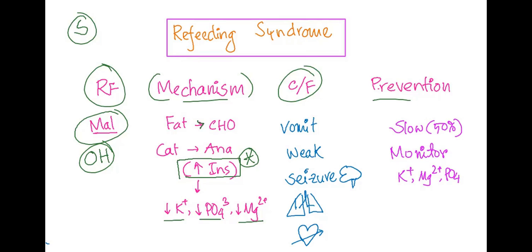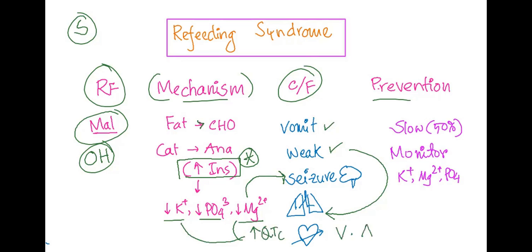How does it present? First of all, the classic features of those electrolyte abnormalities, such as vomiting and muscular weakness. And if this muscle weakness involves the diaphragmatic muscle, then that will lead to respiratory depression. Hypomagnesemia can lead to seizure. Hypokalemia and hypomagnesemia both increase the QT interval and can lead to ventricular arrhythmia and even cardiac arrest.